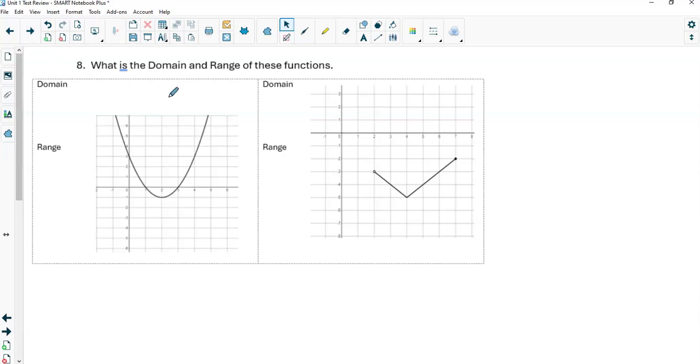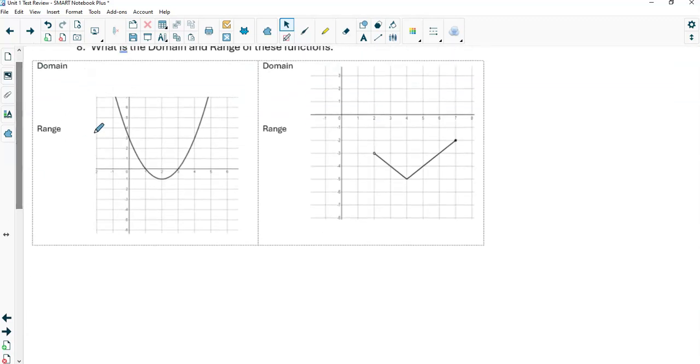Okay, moving on. What is the domain and range of these functions? Well, I'm going to show you how to write the domain in different ways, okay? So this is just a review. We already went over this. The domain of a parabola, remember domain, we're looking for it in the x. So I want to know how far to the left and how far to the right does it go. Notice the parabola keeps going to the left and it keeps going to the right forever.